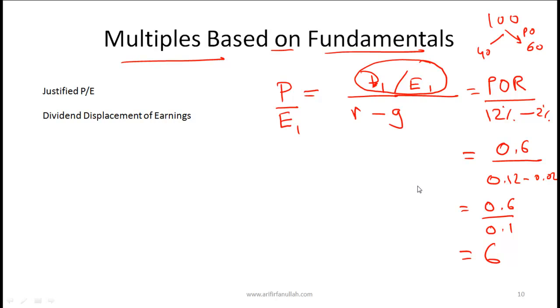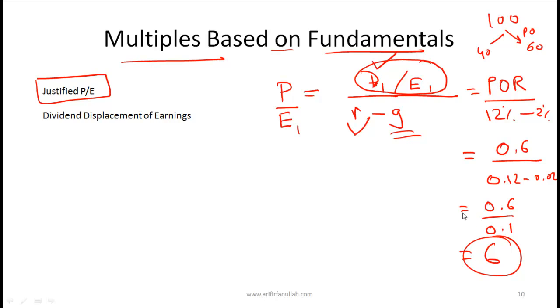So this method of calculating the PE ratio, or the 6 that we get, is sometimes also called the justified PE. Why do we call it the justified PE? This is because we are saying that the PE of 6 is justified based on our estimate and our forecast of D1, based on our forecast, or our estimate of the cost of equity and our forecast of the growth rate. So we are coming up with a PE ratio based on what we expect to happen with that company, and hence this is called the justified PE.